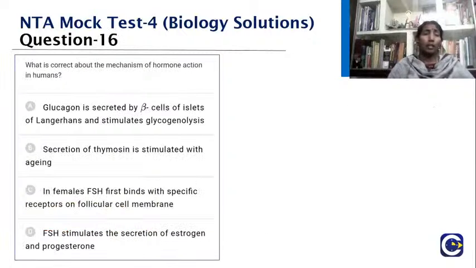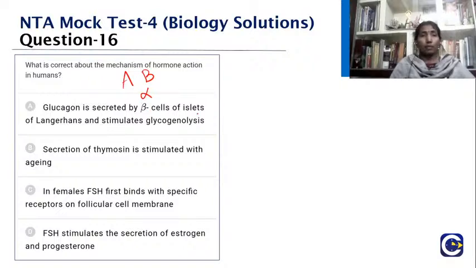What is correct about the mechanism of hormone action in humans? Glucagon is secreted by the beta cells of islets of Langerhans and stimulates glycogenolysis. Secretion of thymosin is stimulated with aging. In females, FSH first binds with specific receptors on the follicular cell membrane. FSH stimulates the secretion of estrogen and progesterone. First we will see about glucagon. Glucagon is secreted by alpha cells. Nowadays we don't use the word alpha or beta, we call them A cell and B cell.